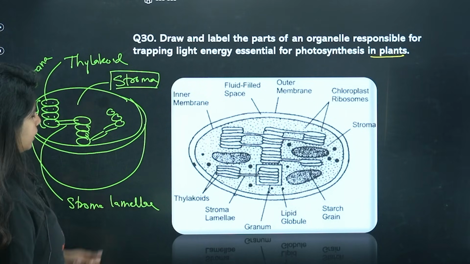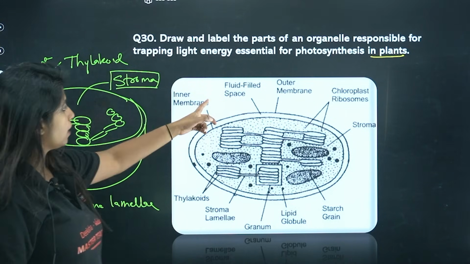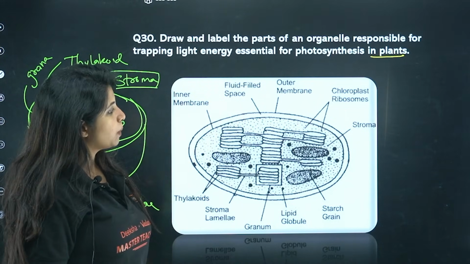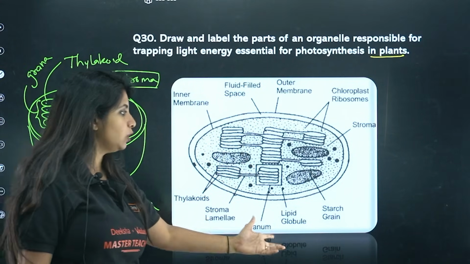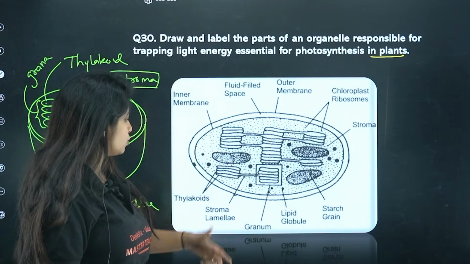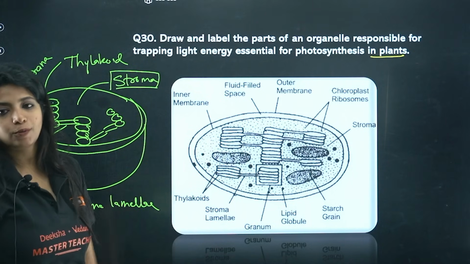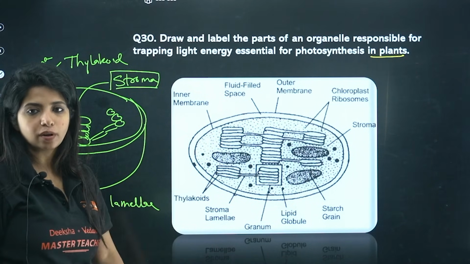So yes, the inner membrane and outer membrane are there. Apart from that, you have some fluid filled spaces out there. Whatever extra thing would be there, please mention those also: lipid globules, starch grains, and granum are also mentioned, right? So whatever extra you see in this picture, you can mention that also.